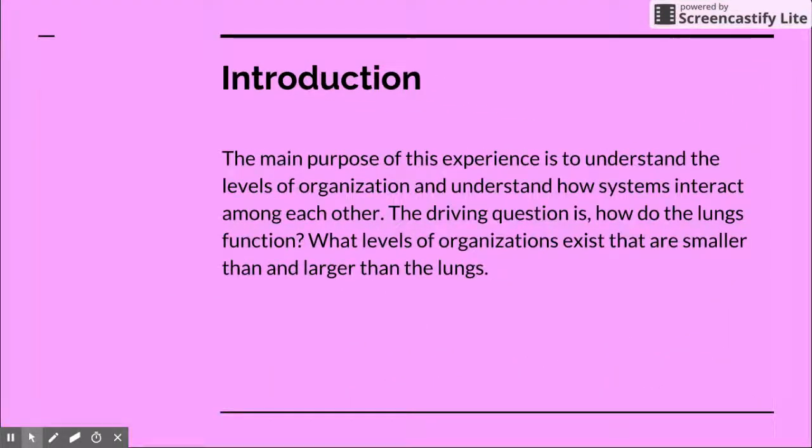Our main purpose for this experiment is to understand the levels of organization and to understand how systems interact among each other. The driving question is, how do the lungs function, and what levels of organization exist that are smaller than and larger than the lungs?